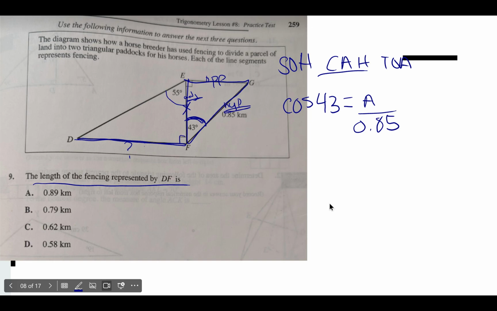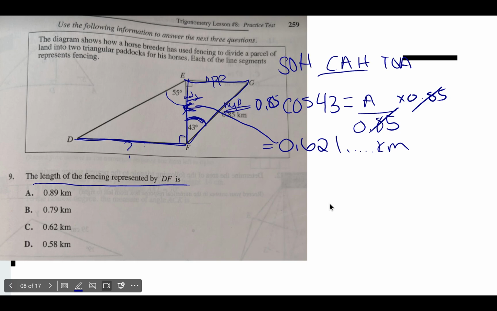So we'll go ahead and put that into our calculator. We're just multiplying that 0.85 up to the other side, so it cancels. And then in your calculator, you will put 0.85 times, and then I need the cosine of 43. So I'm getting a small number, and that's good because that makes sense. So my adjacent side equals 0.621, and this value is going to keep going, and that would be in kilometers. So that would be this side right here.